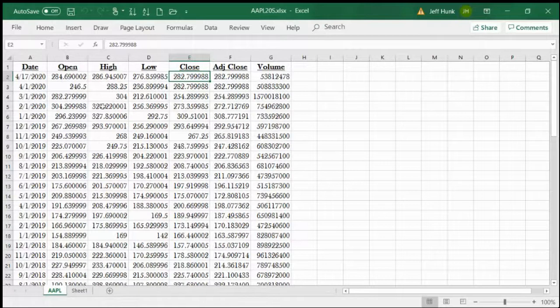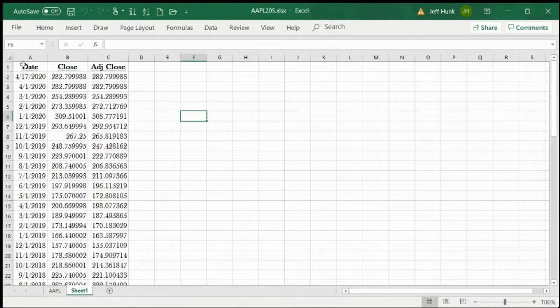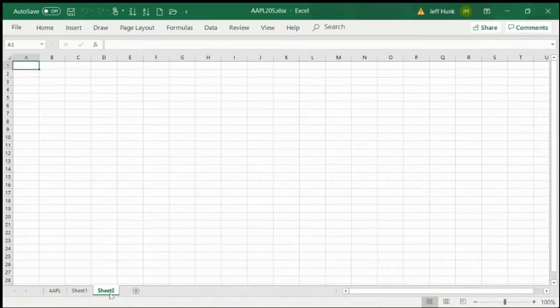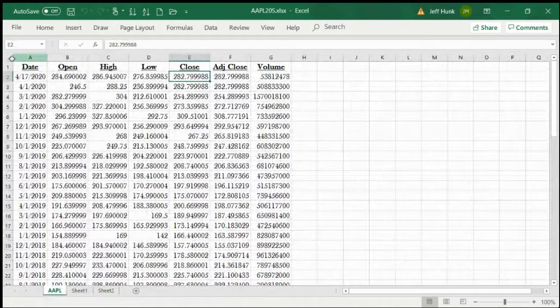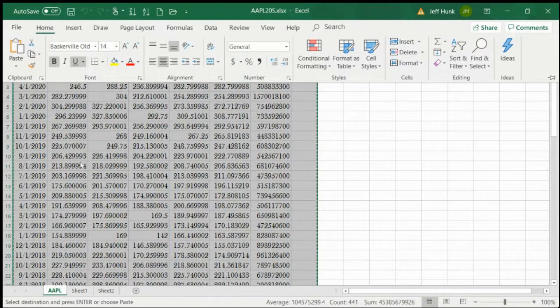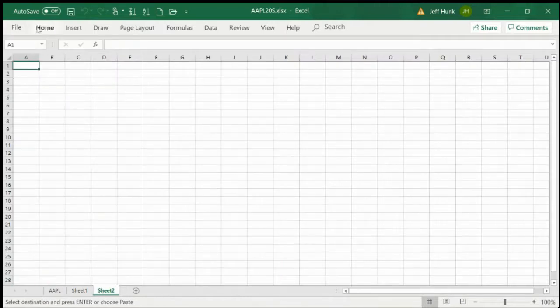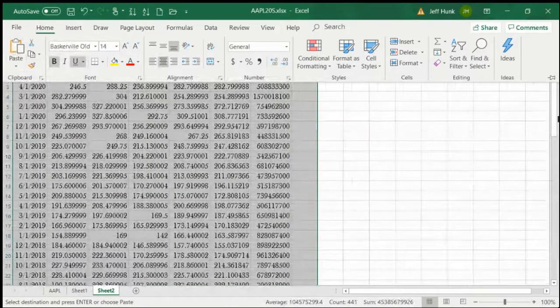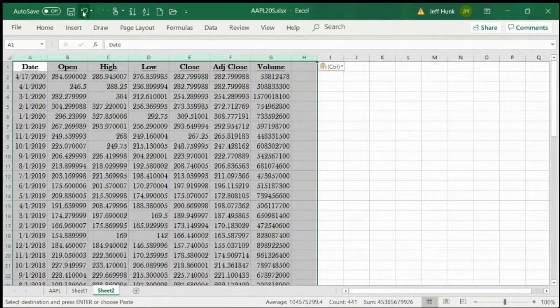So anyway, I copied all that data and pasted it here. Simply select one cell, and I'll show you. We did it last time. So I copy, bring it here, and just paste. Just select one cell and paste, okay?